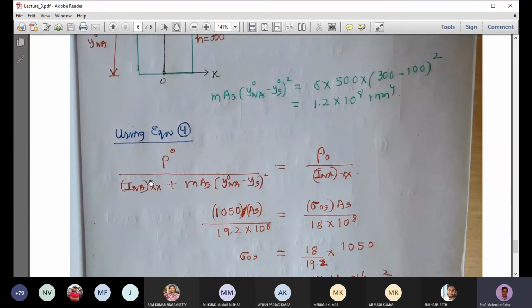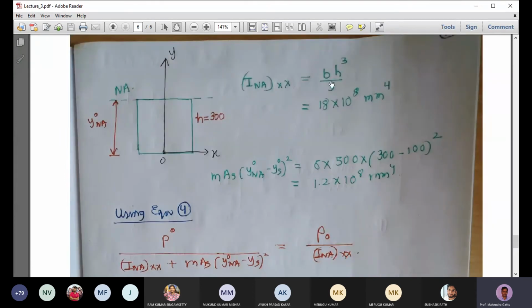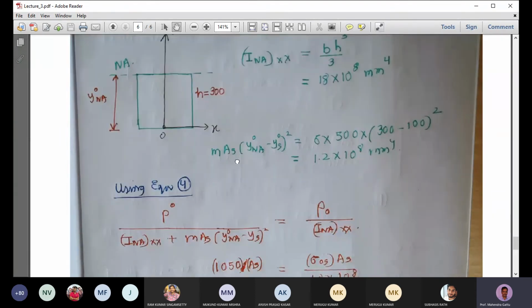So the first term is bh cube by 3, and the second term is MAS into (YNA minus YS) square. So y neutral axis is 300, YS is 100. So we're getting 1.2 into 10 power 8. If you sum this up, we'll get 19.2 into 10 power 8.